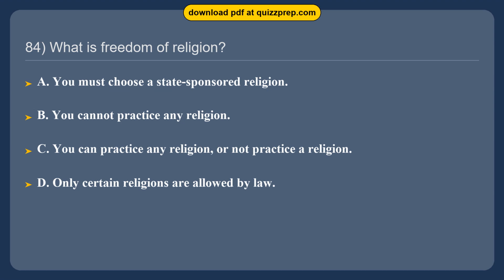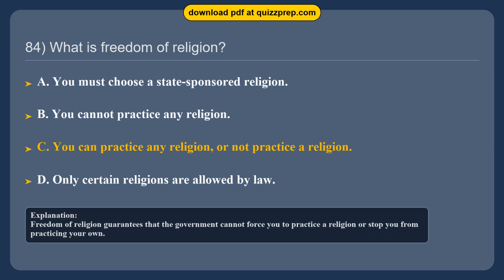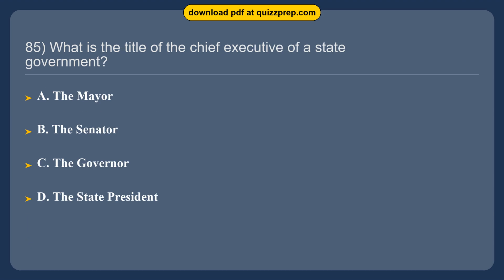Question 84. What is freedom of religion? Option A, you must choose a state-sponsored religion. Option B, you cannot practice any religion. Option C, you can practice any religion, or not practice a religion. Option D, only certain religions are allowed by law. The correct answer is option C. You can practice any religion, or not practice a religion. Freedom of religion guarantees that the government cannot force you to practice a religion or stop you from practicing your own.